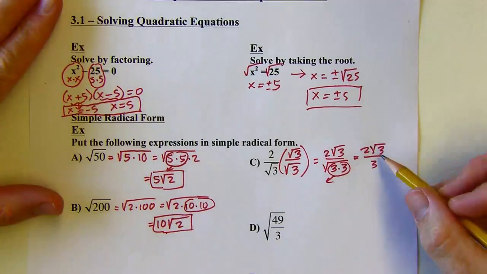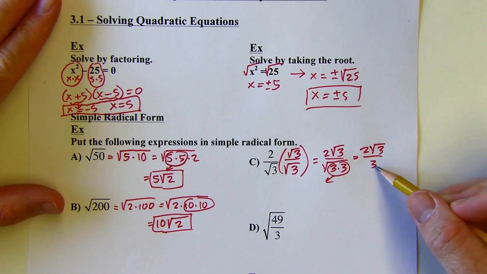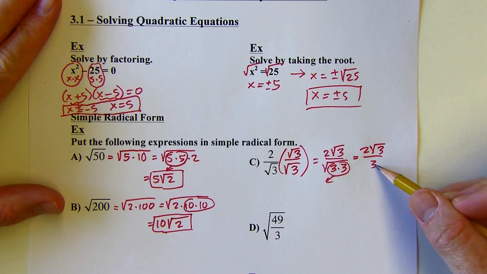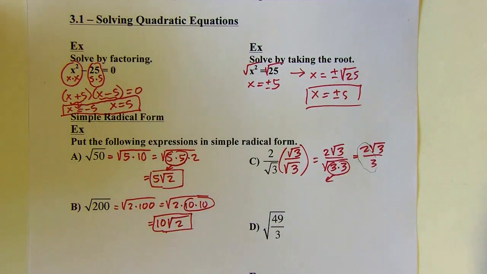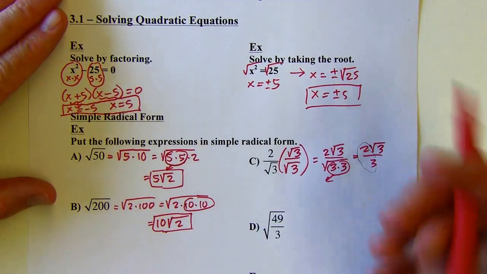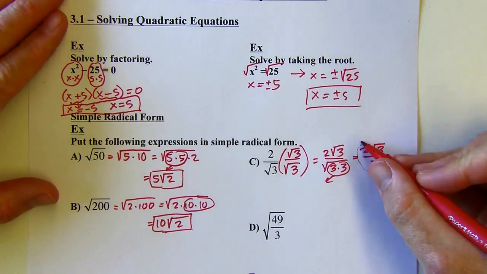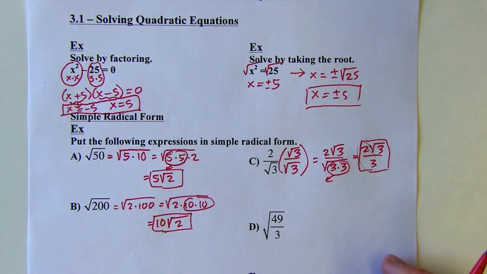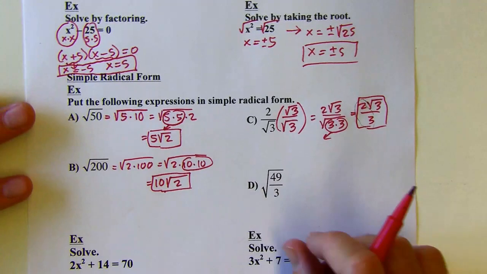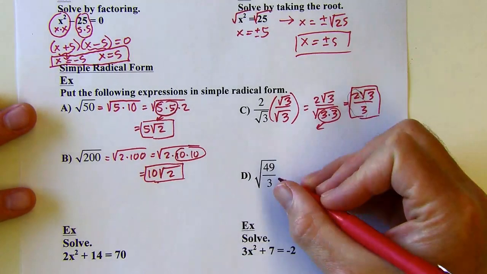Some people might try to reduce the 3's, but one of them's inside a radical and the other one isn't, so you can't reduce those. But you would want to check these. 2/3 is reduced, so there's nothing else to do here. But say I had 6/4 in those positions, then I would reduce that to 2/3. So this is in simple radical form.